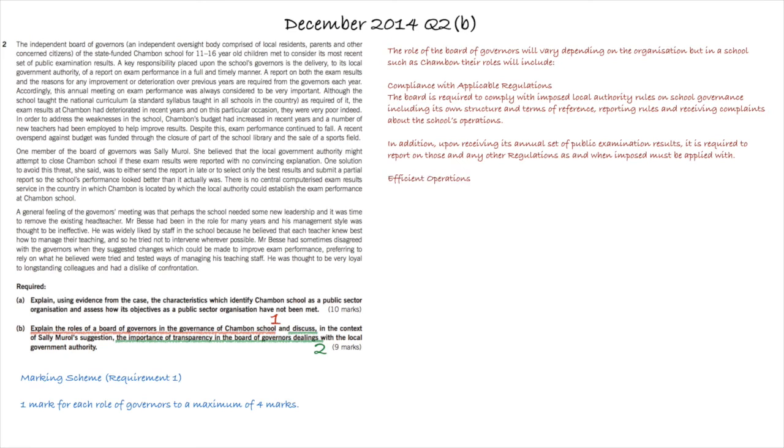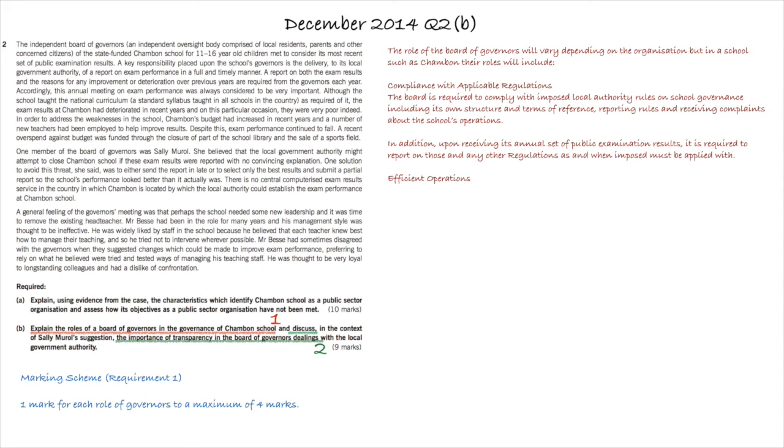In addition, upon receiving its annual set of examination results, it has to report on those and any other regulations as and when those are imposed. All of those would need to be complied with. So the first role of the board would be compliance with those applicable regulations.